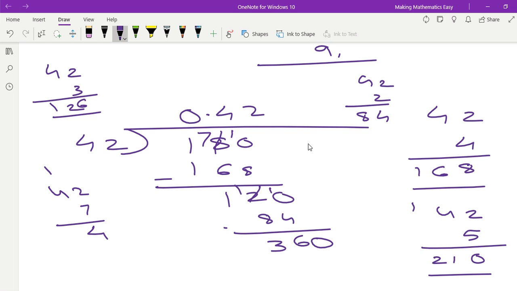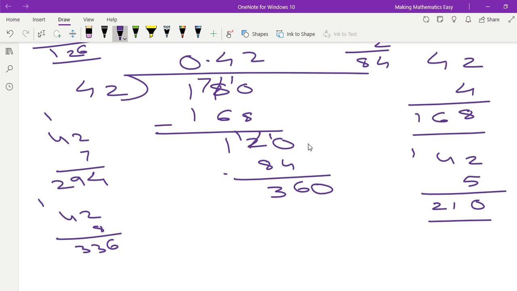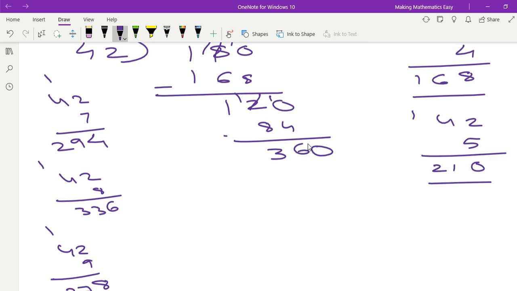7 2s are 14, and 7 4s are 28, 29. This looks fine, but let us also check with 8s are. 8 2s are 16, 8 4s are 32, and this will be 33. Yes, so see, this should be the number. 8s are 336, but let us also check 9s are. 9 2s are 18, 9 4s are 36, 37.